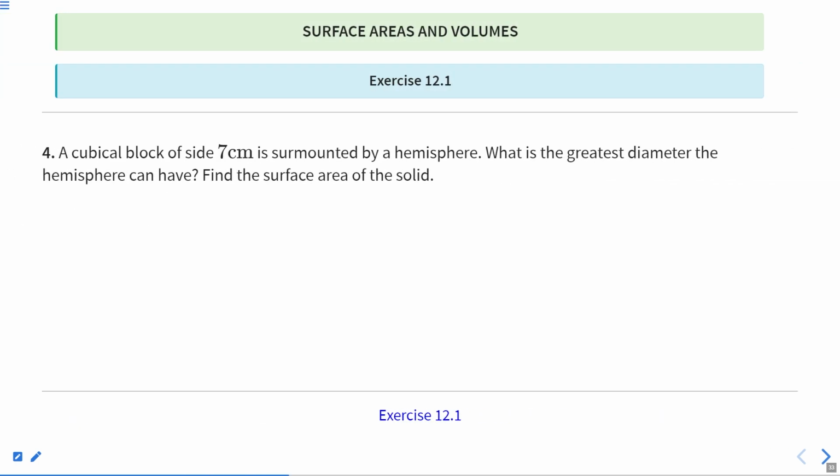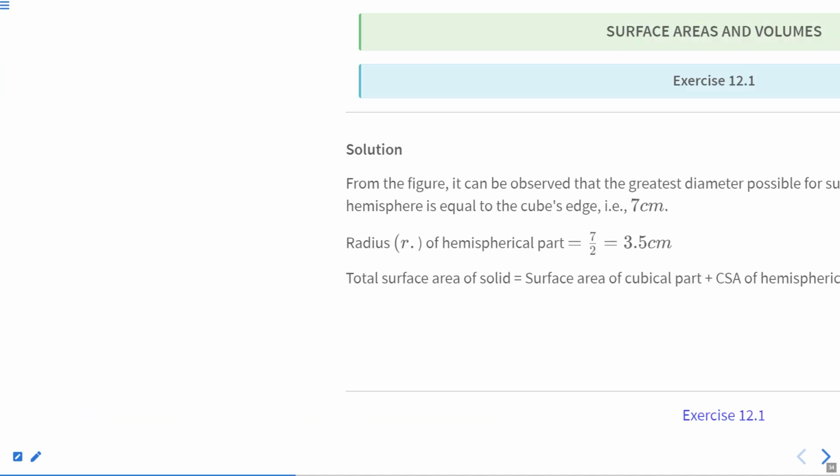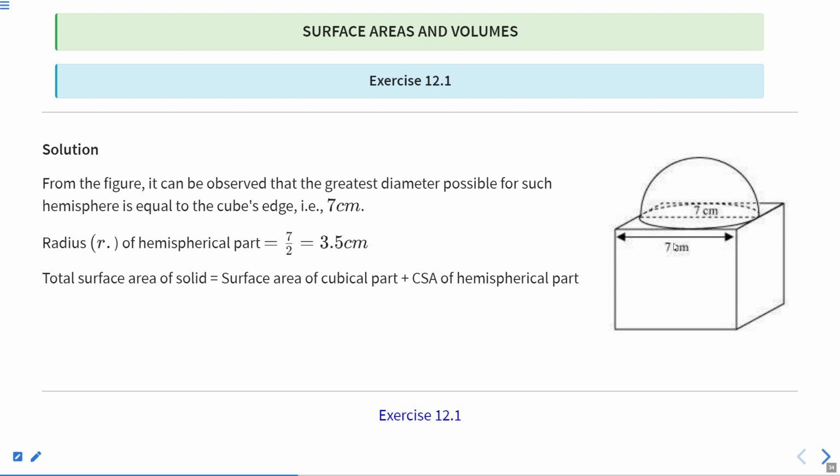In the next question, we have a cubical block of side 7 centimeter surrounded by a hemisphere. What is the greatest diameter the hemisphere can have, and find the surface area of the solid. In this problem, we are given a cubical block of side 7 centimeter surrounded by a hemisphere. First of all, we need to draw the diagram. If we draw the diagram, it looks like this. This is the diagram of the cubical block surrounded by a hemisphere.